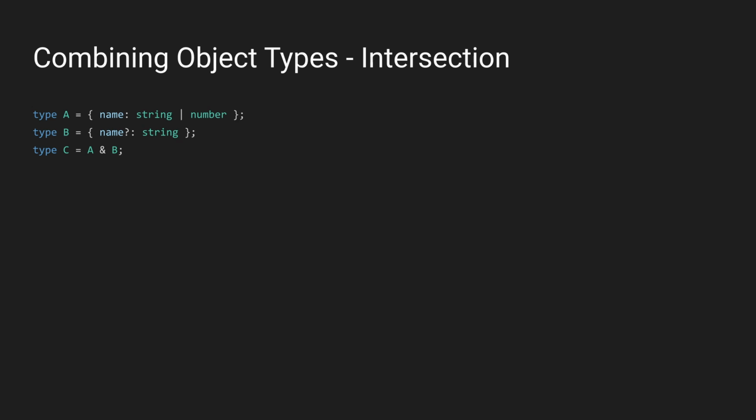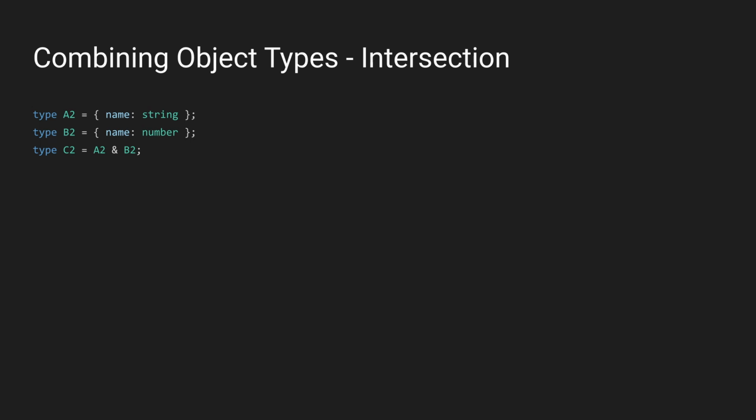The first example shows how the result for common keys must be compatible across intersected types. Here, the name key must contain in the result a string, as it's an intersection of string or number from type A with optional string from type B.